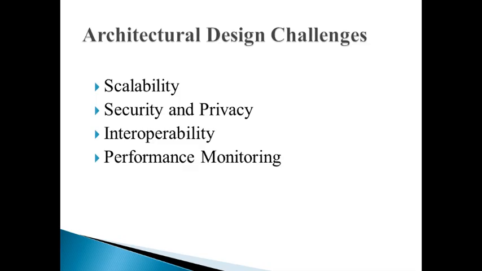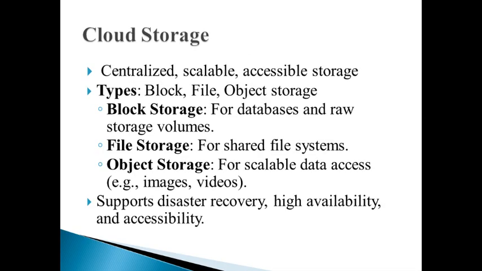Next is cloud storage. Cloud storage is centralized and virtualized data storage. Its types are block storage, file storage, object storage. First one is block storage, for databases and raw storage volumes. Second is file storage, for shared file systems. Third is object storage, for scalable data access, for example images and videos. It supports disaster recovery, high availability and accessibility.